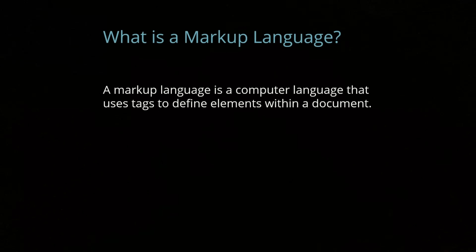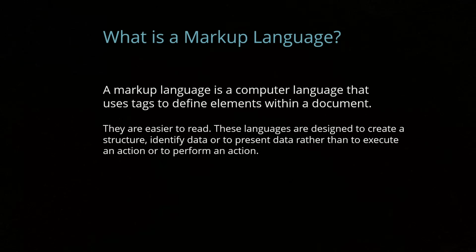What is a markup language? Basically, a markup language is a computer language that uses tags to define elements within a document. They are easier to read. These languages are designed to create a structure, identify data, or present data, rather than to execute or perform an action, as we will see together by implementing HTML code. You will realize that code is very easy to read and understand. It is human readable, the markup language. And HTML, XML, and XHTML are some common markup languages.